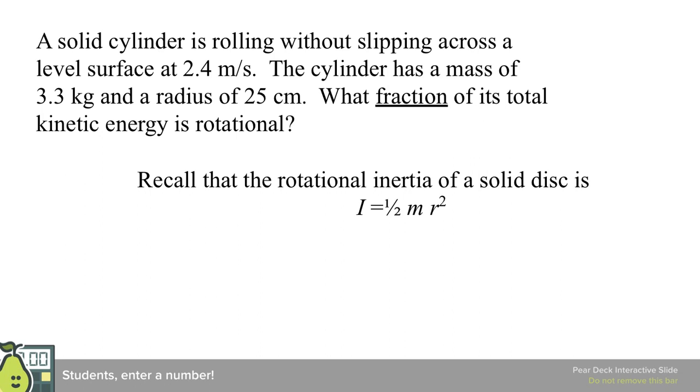A solid cylinder is rolling without slipping across a level surface at 2.7 meters per second. The cylinder has a mass of 3.3 kilograms and a radius of 25 centimeters. What fraction of its total kinetic energy is rotational? And you might want to recall the rotational inertia of a solid disk, or cylinder in this case, is 1/2 mr squared.